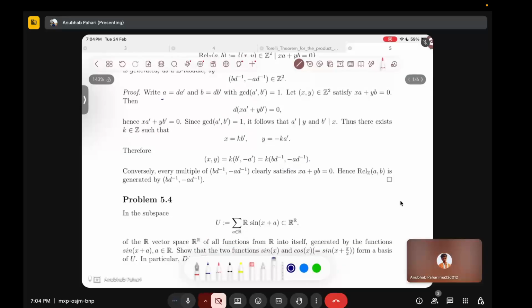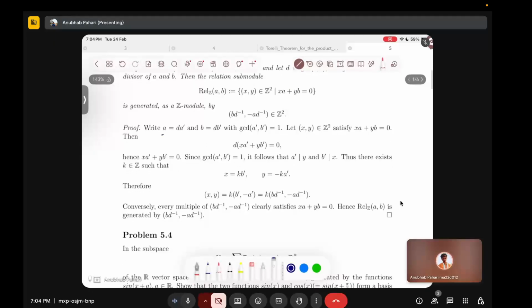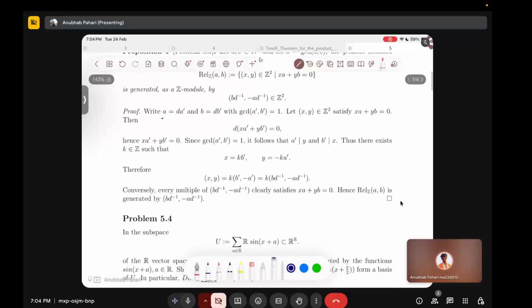One part is done, that is every element coming from this is a multiple of this, and conversely every multiple of this clearly satisfies that xa plus yb equals 0. Hence this is generated by (b d inverse, minus a d inverse).